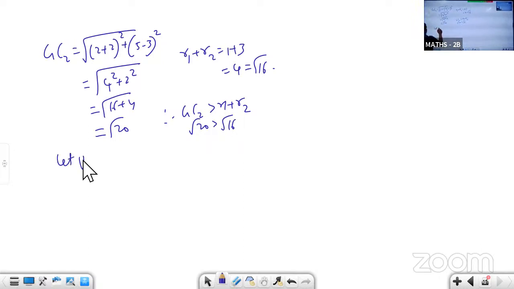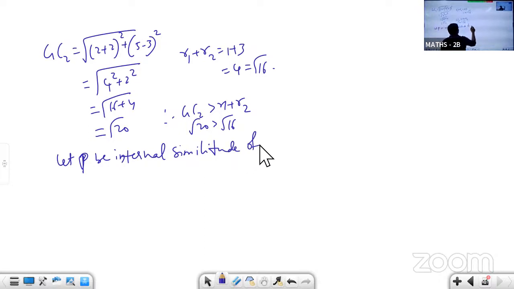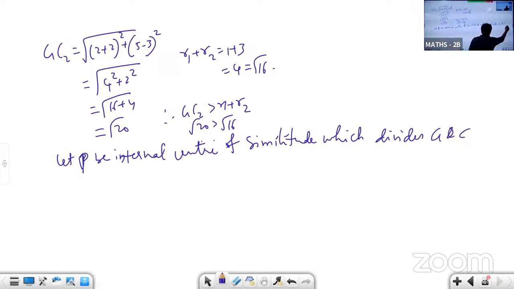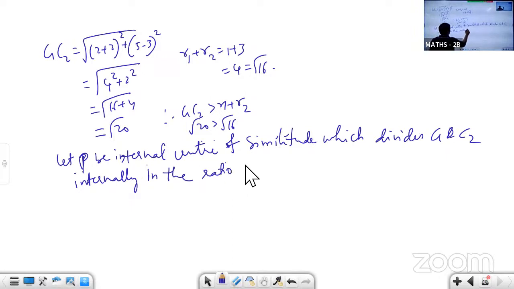Now let P be the internal center of similitude, which divides C1 and C2 internally in the ratio m is to n, that is R1 is to R2. What is R1 is to R2? 1 is to 3. Correct, no?